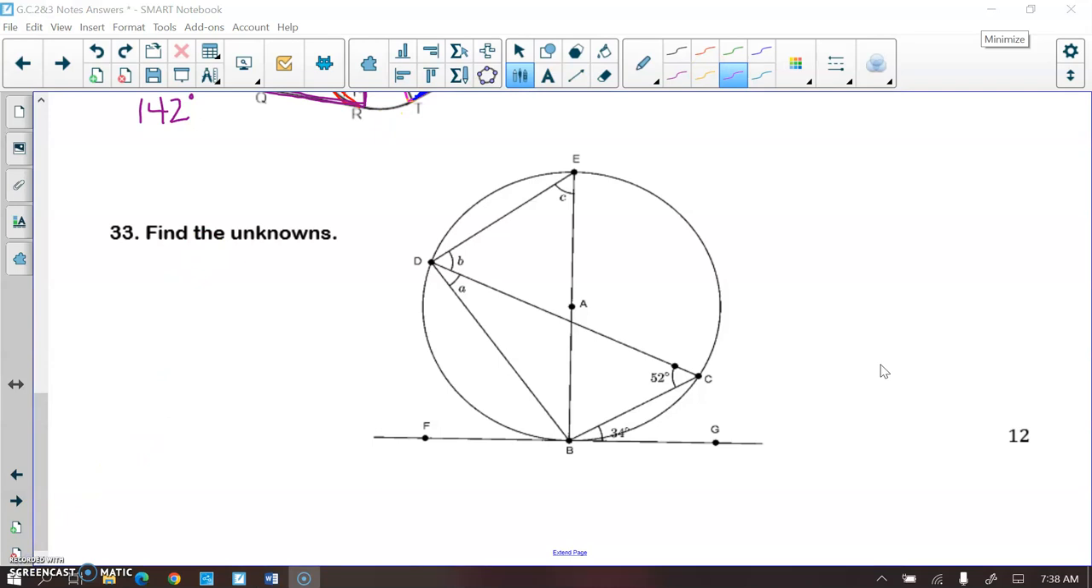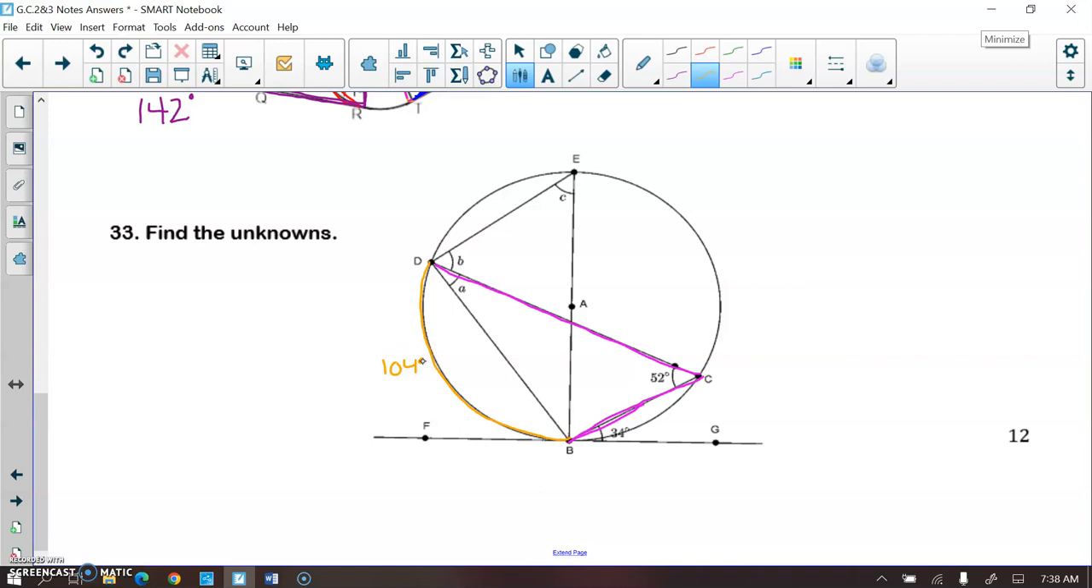I'm going to start with what I'm given. So I'm actually given this angle here. And again, it helps if you highlight the angles. It puts it into more perspective. This is an inscribed angle intersecting this arc. So remember, an inscribed angle is half the measure of an arc. So if I do 52 times 2, that gives me that this arc is 104 degrees.